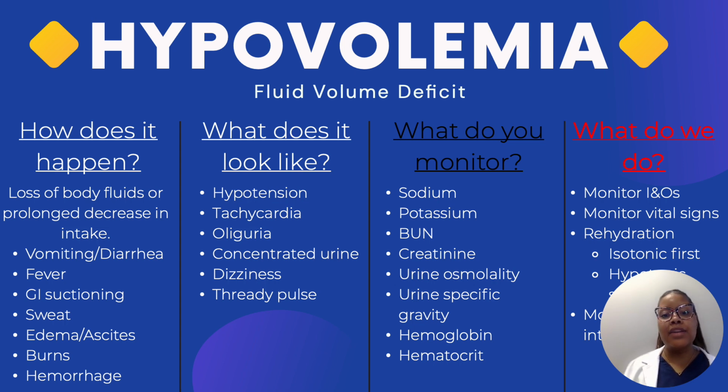I know I only listed a few of the things of what to do, but basically we want to associate it with the electrolytes, and then we'll build our interventions off of that too. So like I said, if your patient has fluid volume deficit and they have then a decreased potassium, then our nursing interventions are going to focus on the potassium as well.